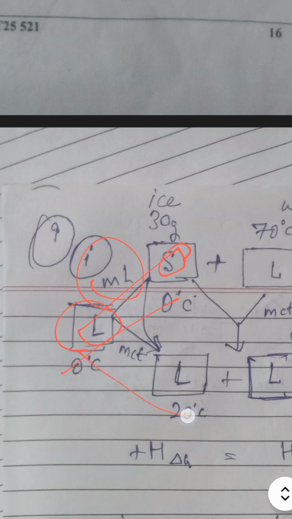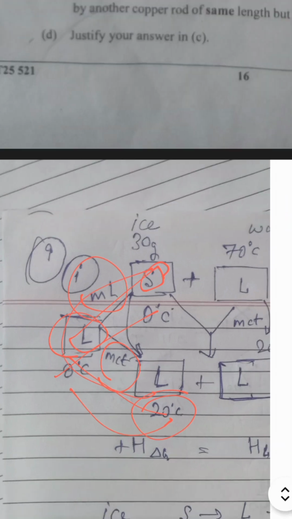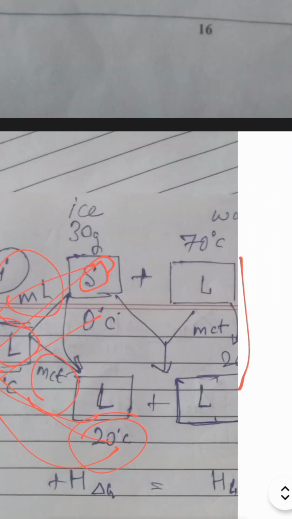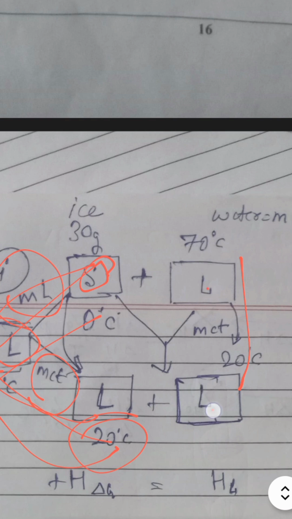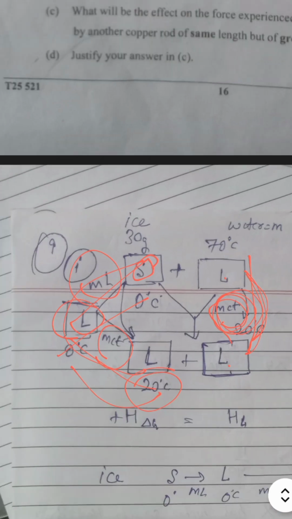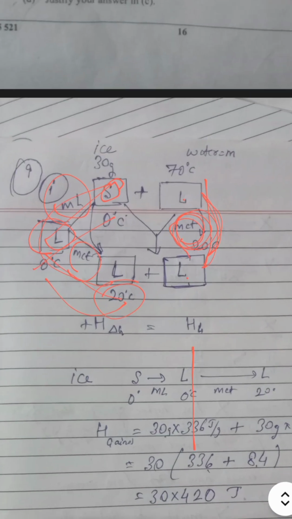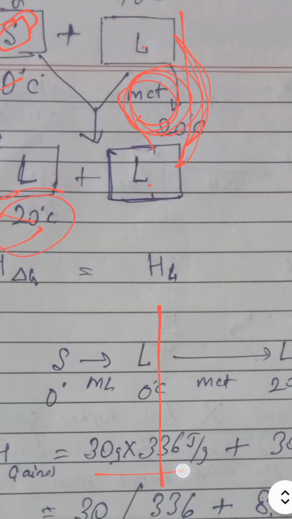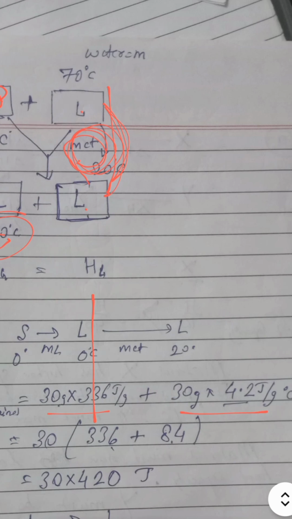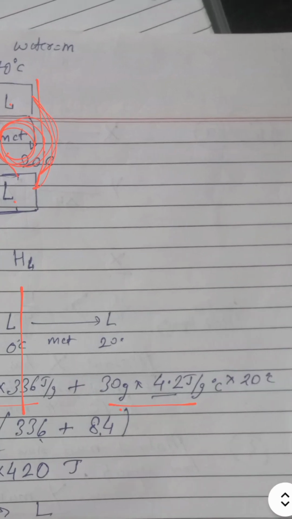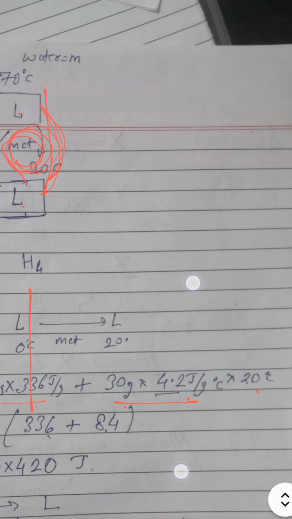Then the liquid is further heated to the final temperature of 20 degrees centigrade. The change in temperature from 0 to 20 degrees uses mcΔT. So the heat gained must be equal to the heat lost by the water, which was initially in the liquid state and remained in the liquid state, coming down from 70 to 20 degrees. The change in temperature is 50 degrees centigrade, and for this drop in temperature the heat lost is equal to mcΔT. So let us calculate the total heat gained by the ice. The total heat gained by the ice is equal to mL, latent heat, plus mcΔT, that is mass of the water, specific heat capacity of the water and the change in temperature.